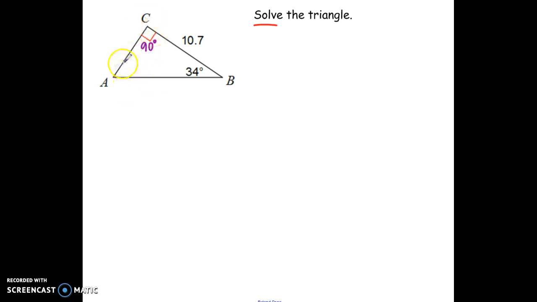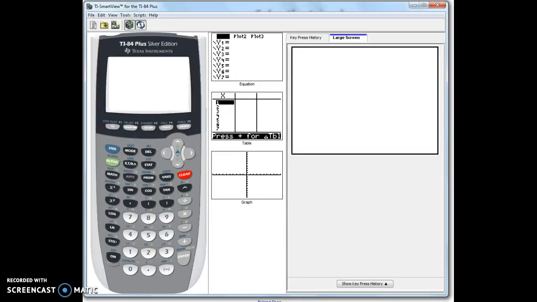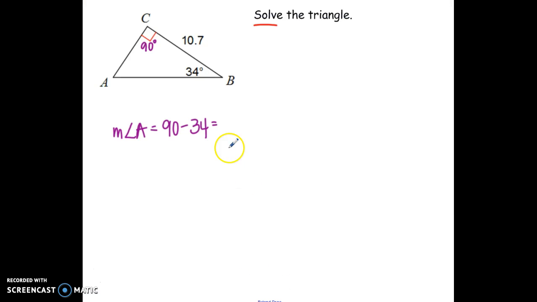So to find this angle A over here, if we want to find the measure of angle A, that's going to come from taking 90 minus 34, or you could think of that as 180 minus 90 minus 34. So 90 minus 34, if you want to type it in, you can. We would get 56 degrees. So 56 degrees for angle A.